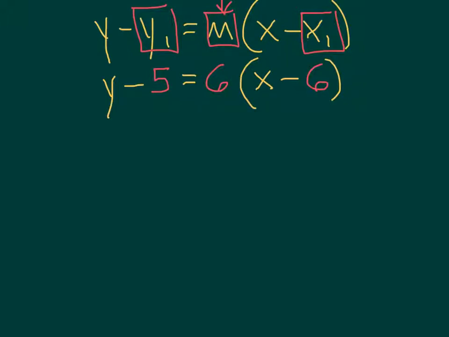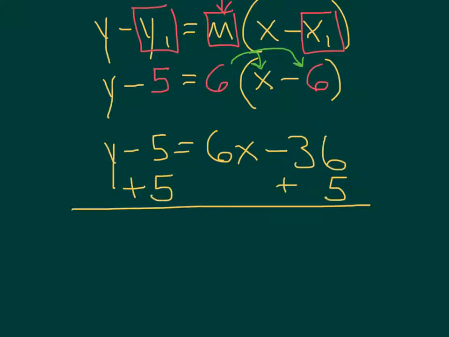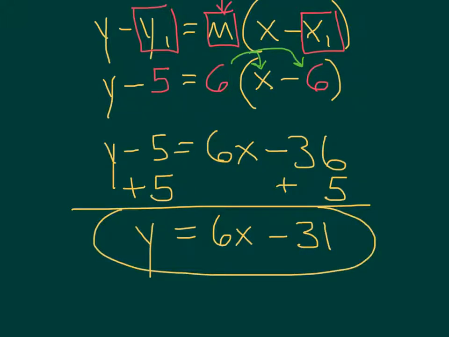From there, we'll just distribute that 6 to the x and to the -6. So we've got y minus 5 equals 6 times x, and then 6 times -6. And then our last step is just to get the y by itself, so we need to get rid of that -5. And I'm going to put +5 underneath that 36, since those two are like terms. And that's it for that problem. Y equals 6x minus 31.